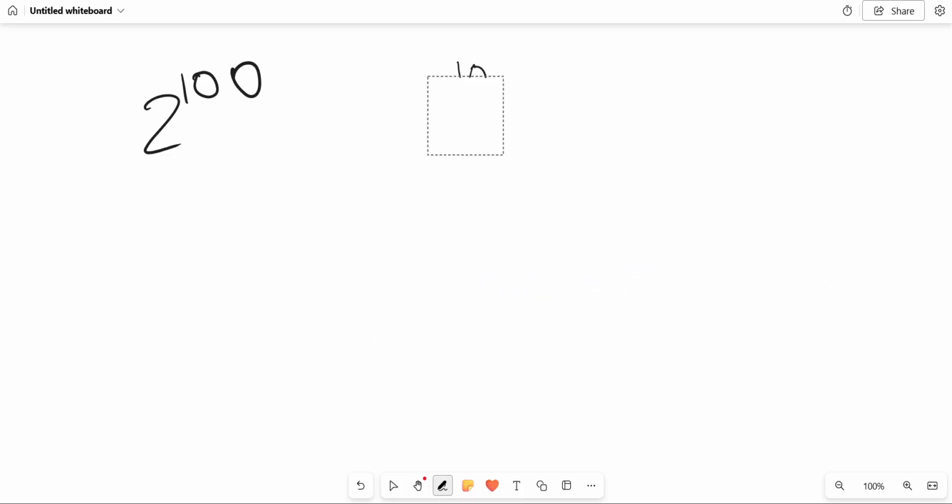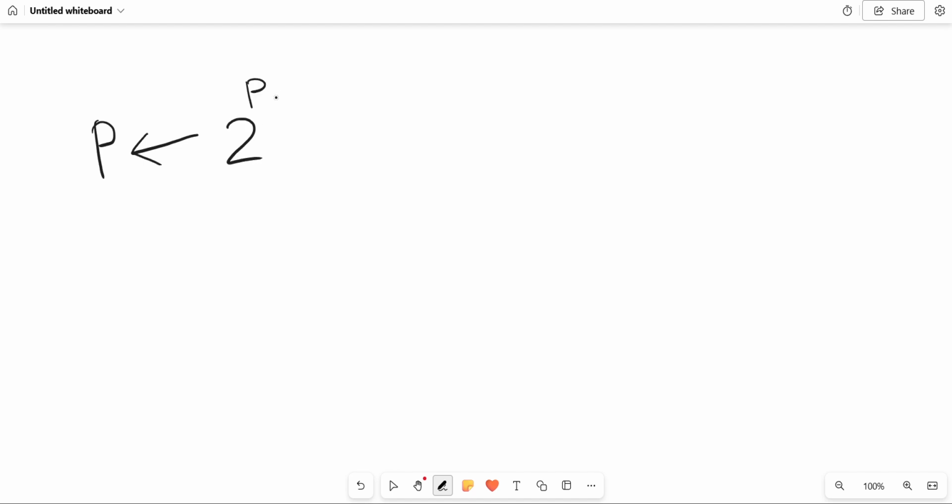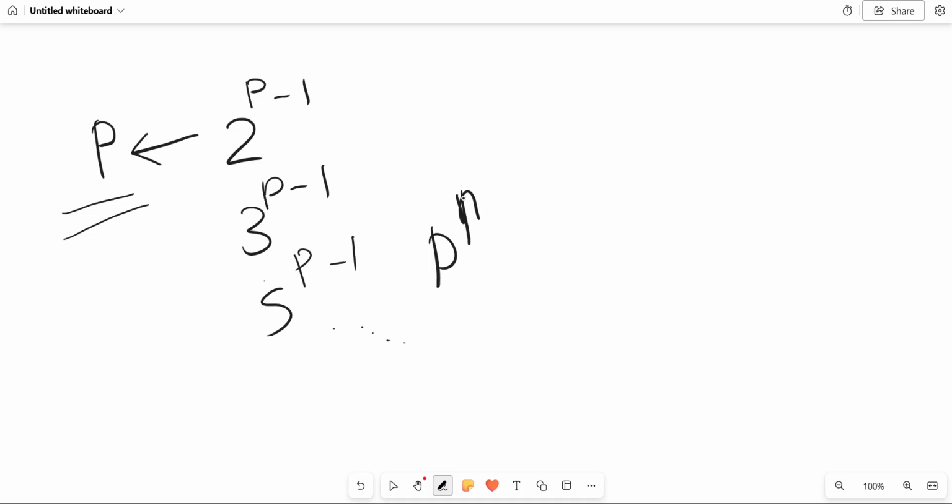So, remember, if you have any prime number p, the smallest number with p factors is 2 to the p minus 1. And there will of course be infinitely many numbers with that, because then you'd have 3 to the p minus 1, 5 to the p minus 1, and the list goes on, right? You could even get p to the p minus 1. And that would also have p factors. So, yeah. Pretty cool.